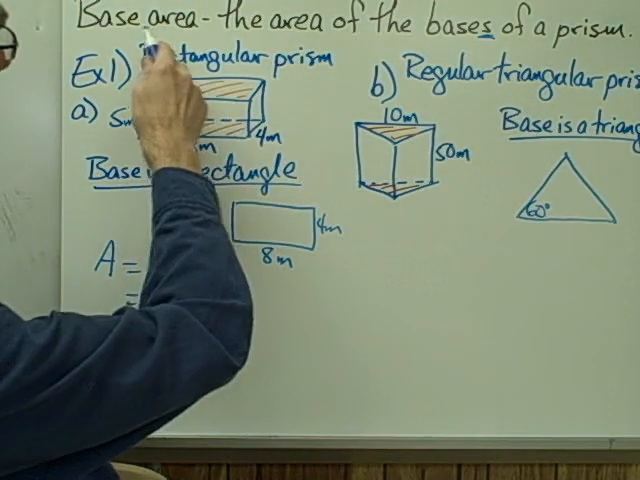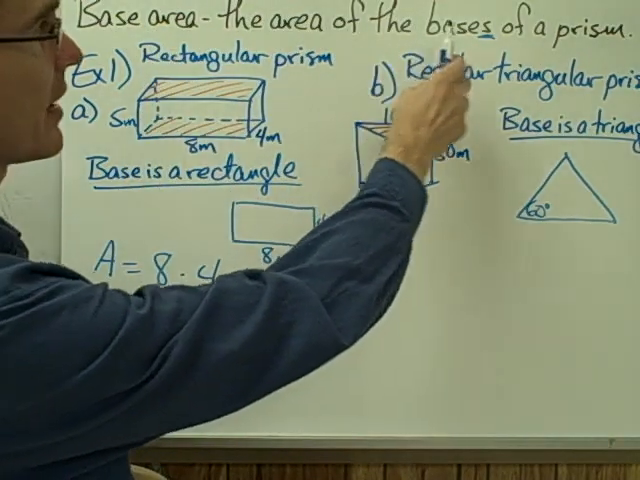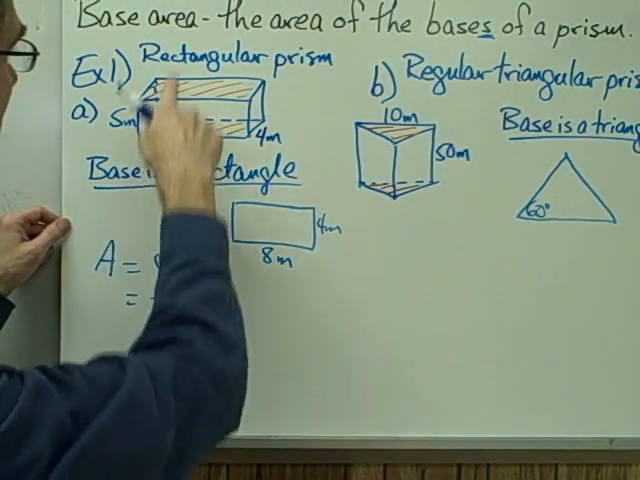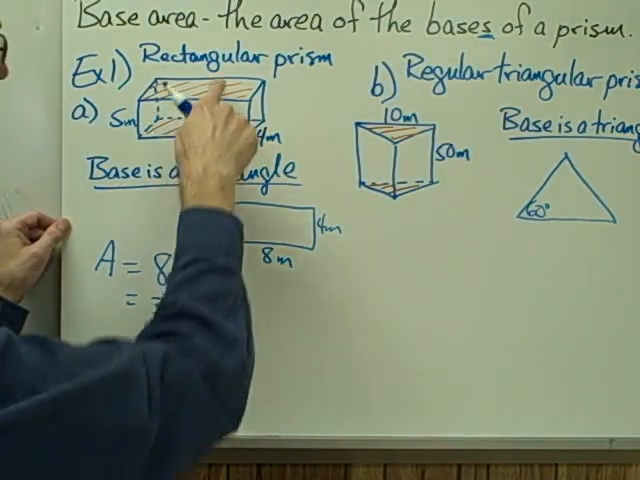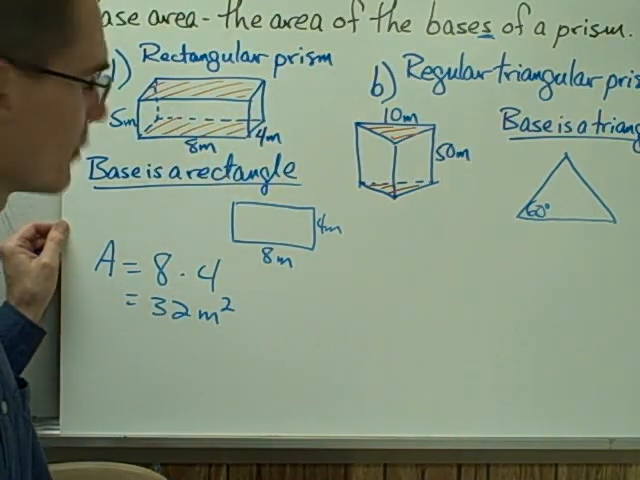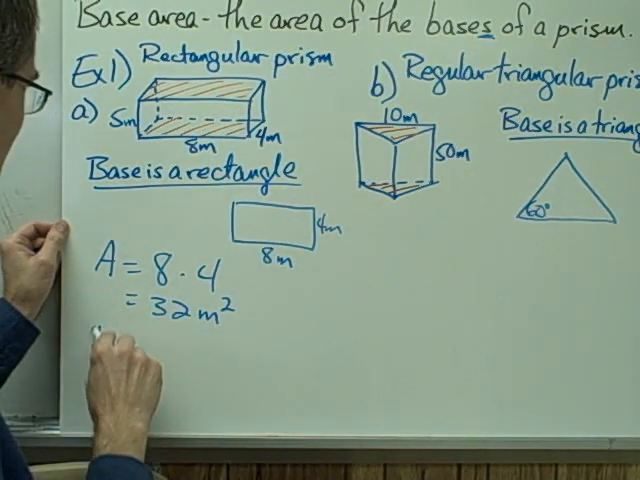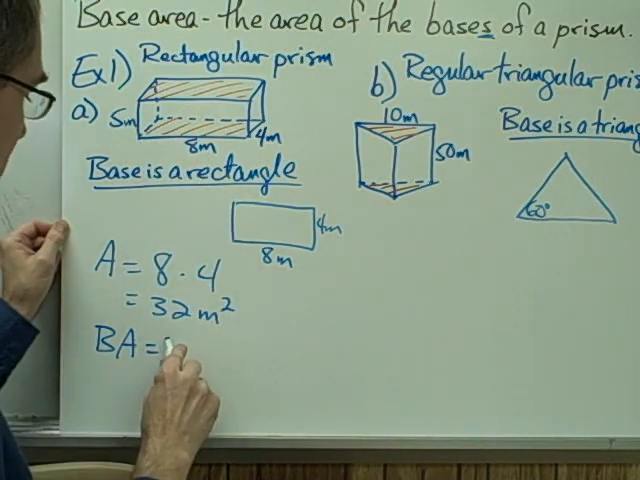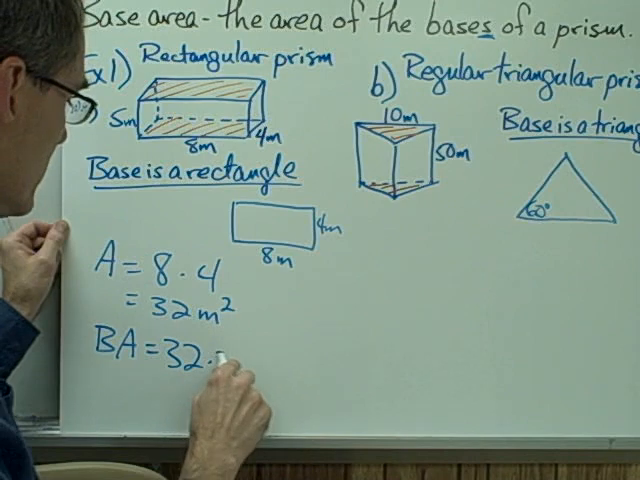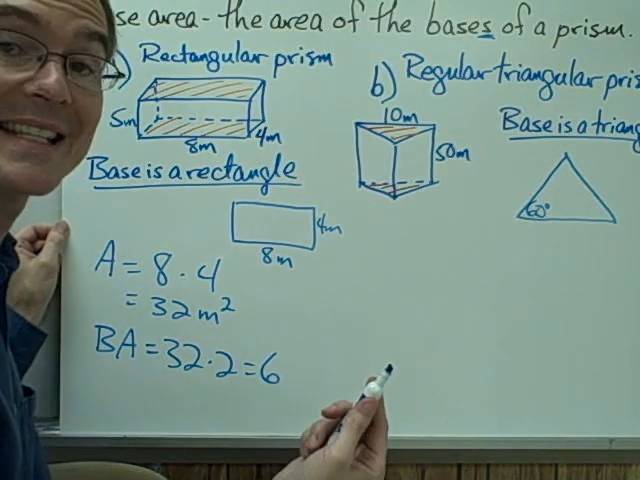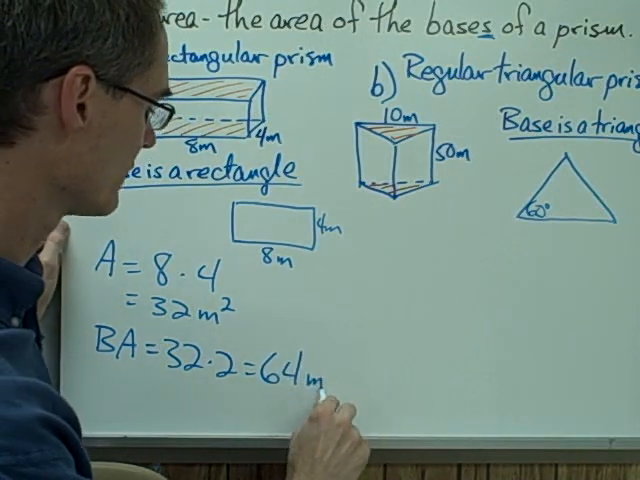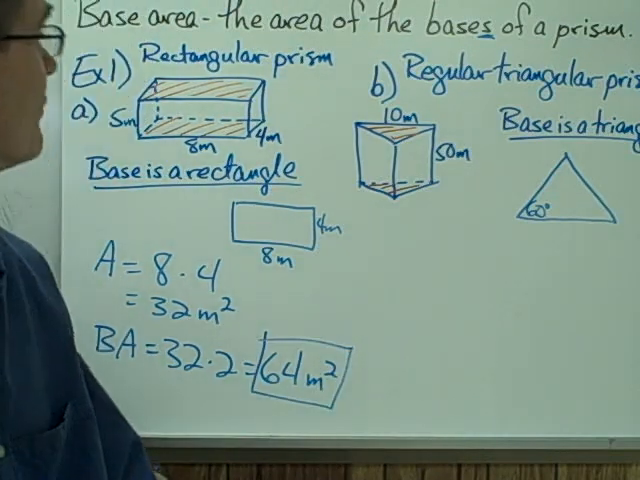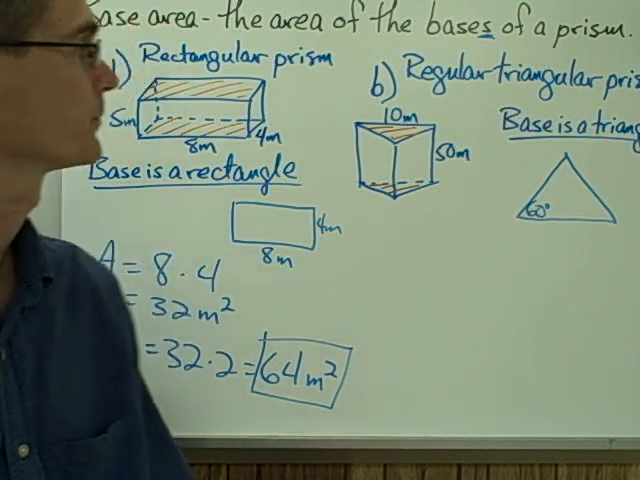But now I notice that the base area is the area of the bases of a prism. So I need both bases of my rectangular prism. Well, since I have two identical rectangles for both my bases, that just means the base area of my rectangular prism is going to be 32 times 2, since I have two bases, which is 64 square meters. And there's my base area of my rectangular prism.